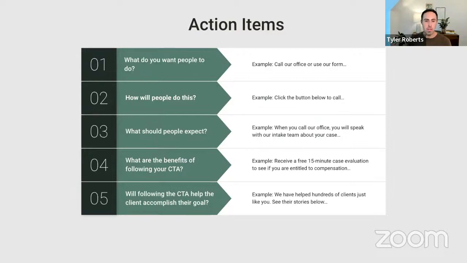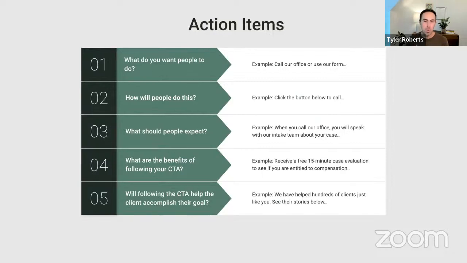Tell people what the benefits are of following the CTA. So, for example, you can say, "Receive a free 15-minute case evaluation to see if you're entitled to compensation." So you're going to be able to learn whether or not you have a good case and that you are entitled to compensation. And it doesn't have to be something so specific either. It can just say, "If you want to learn more about your situation, have your questions answered, put your mind at ease, call us today. We can help you through those initial questions and make sure that you feel good about what the next steps are."